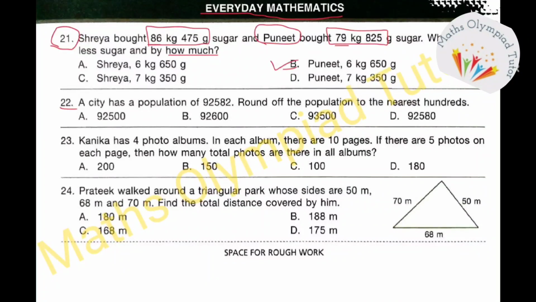Next question is, there is a city that has a population of 92,582. The question wants us to round it off to the nearest hundreds. Nearest hundreds means we have to check the digit at the tens place, one lower than this. Whatever is asked in the question, we check one place lower than that. If it says nearest hundreds, we'll check the tens place. So it is 8, which is more than 5. So what are we going to do? We'll add 1 to the digit at the hundreds place. It will become 6. Rest digits will become 0. So once we round it off, we'll get the number as 92,600, which is here. So we will select this option, which is B.